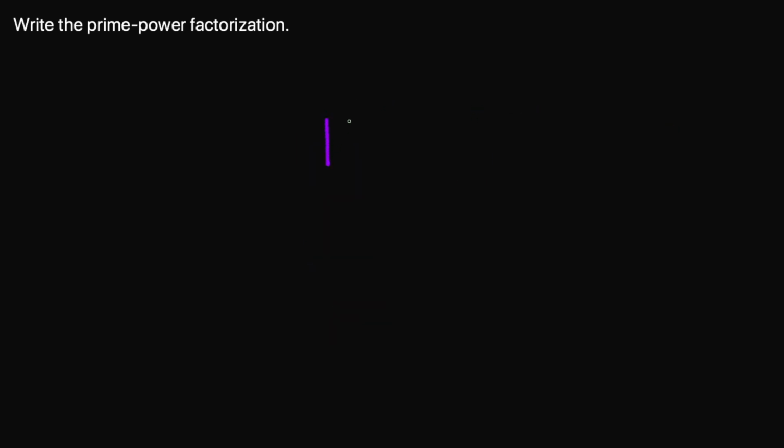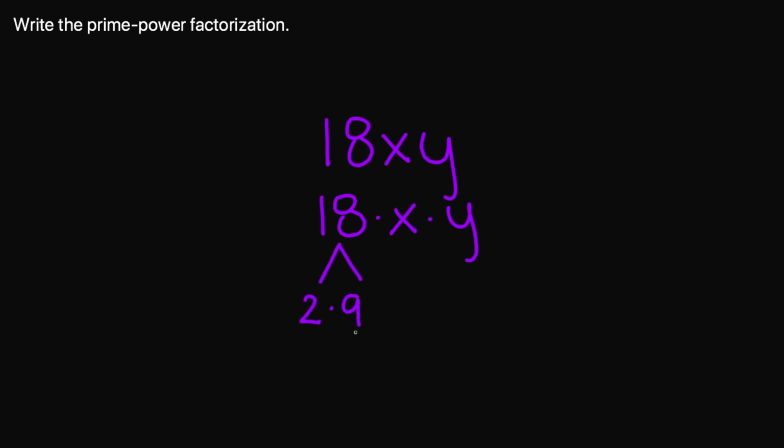Let's try 18xy. I can separate 18 times x times y. I can factor my 18 into 2 times 9. I can also factor my 9 into 3 times 3. I am now left with prime numbers. My final answer is going to be 2 times 3 to the second power times x times y.